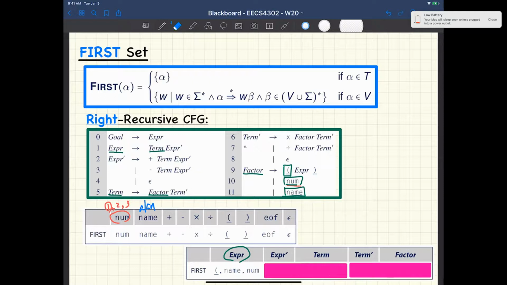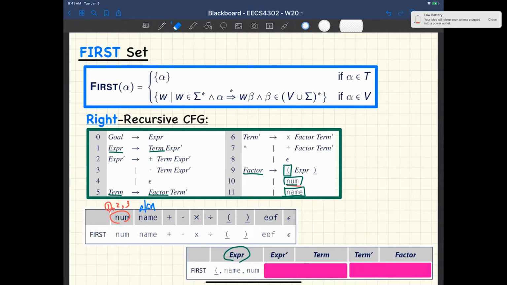I can give you a little bit of preview. It will turn out calculating the first set is not enough. We have to calculate another thing called follow. Interestingly. But anyway, let's do first. I just want to give you a little bit of a heads up. How about we do the second one? How about expression prime?